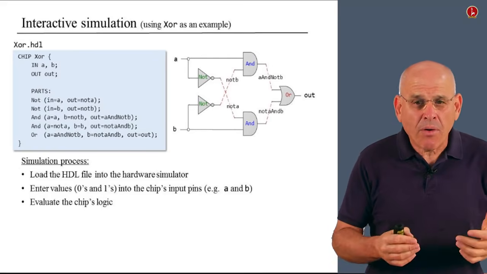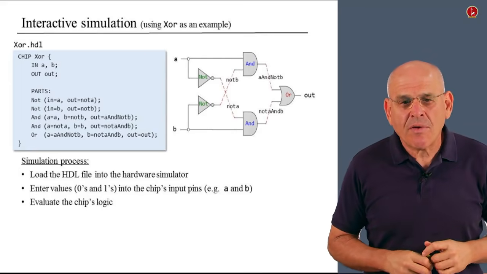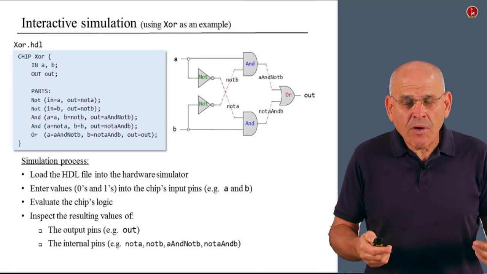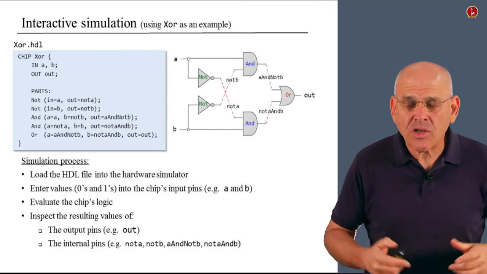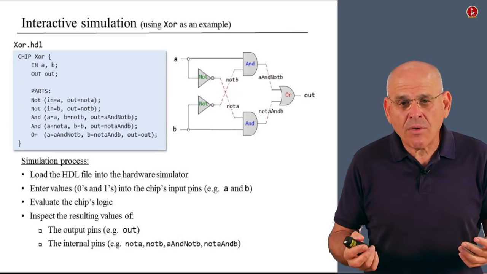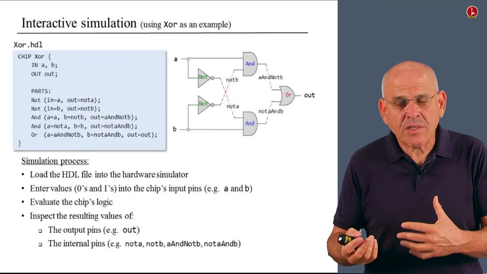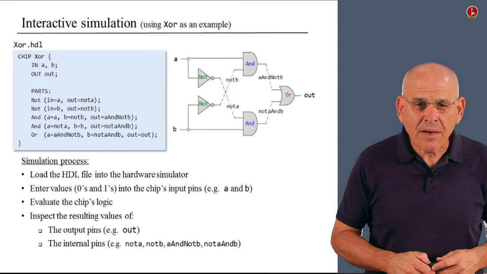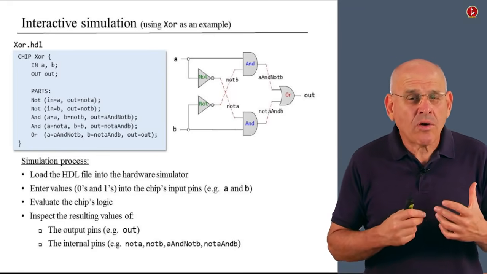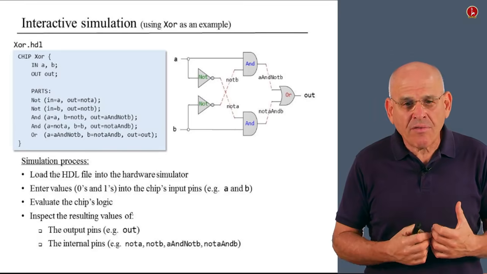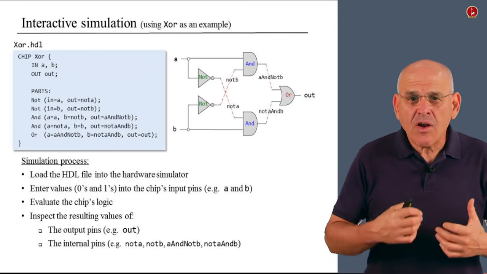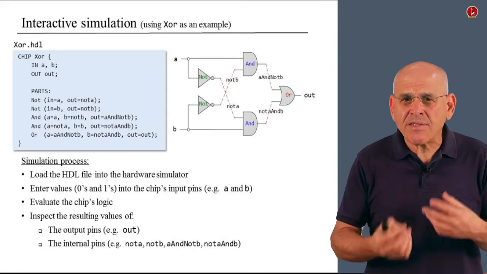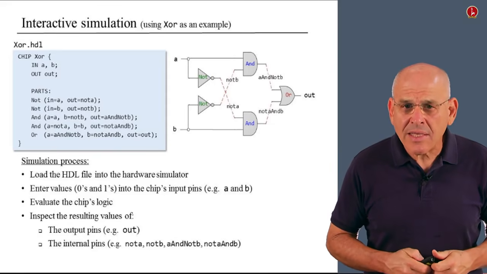And at some point, something will come out from the output pin of the chip. At that point, we can inspect what actually materialized. We can observe the outputs of the chip, in this particular case, the value of the out pin. And if we want, we can also inspect the values of the internal pins, pins like not B, not A, and so on. And the simulator gives us all these nice capabilities.